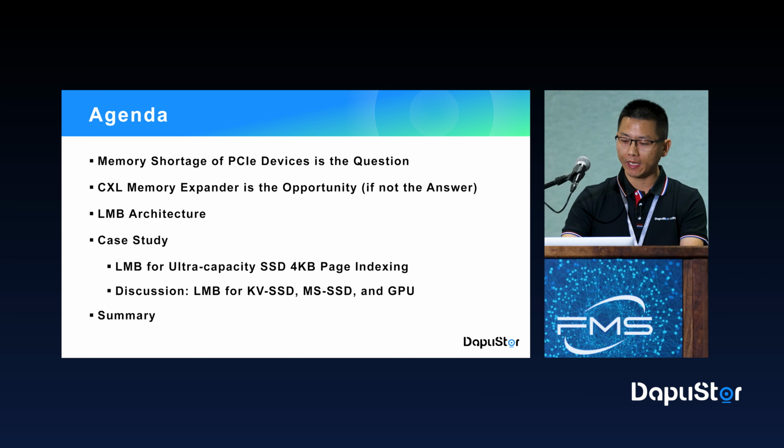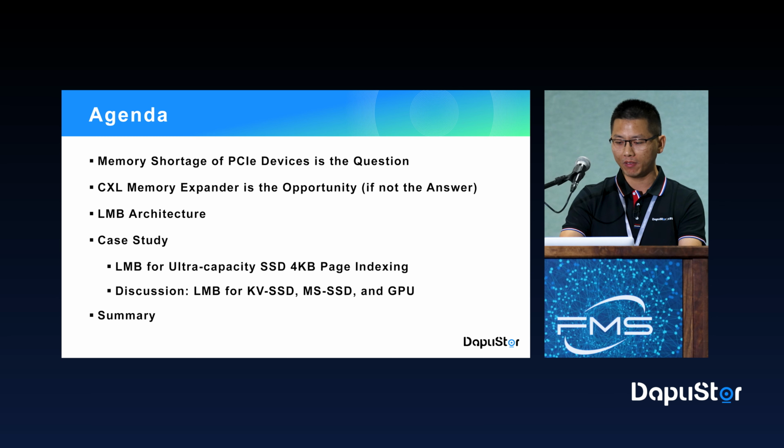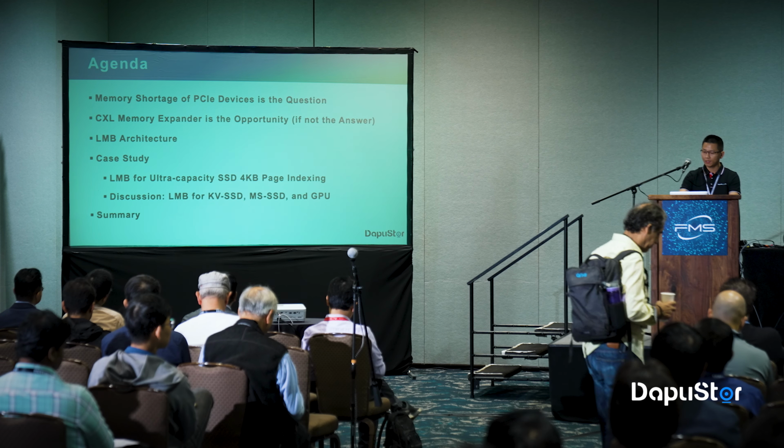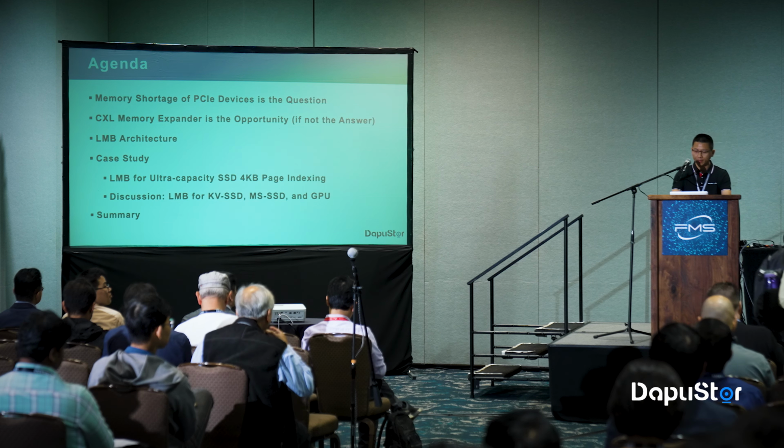I'll further present a case study to illustrate the practical use of the LMB to supplement giant SSDs with more DRAM, so as to enable 4 KB fine-grained page mapping as the best practice. Then I will briefly discuss other potential scenarios and use cases that the LMB may cover, such as memory semantic SSD, KV SSD, and even GPU. Finally, I will wrap up with a summary.